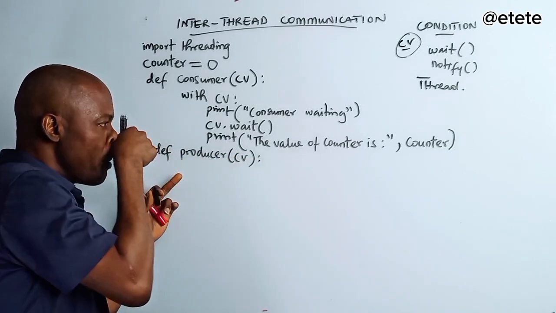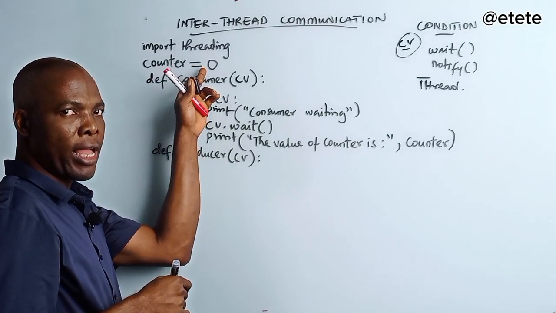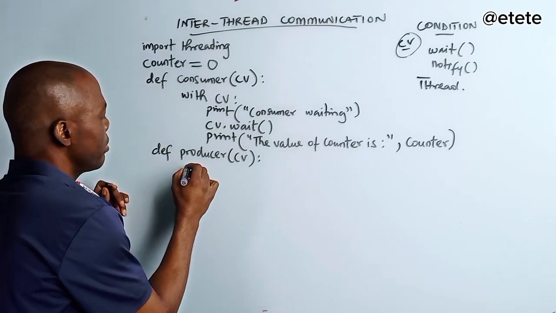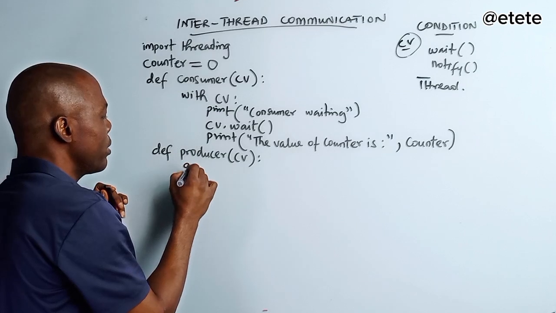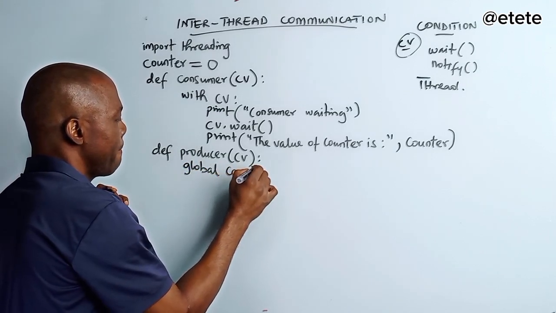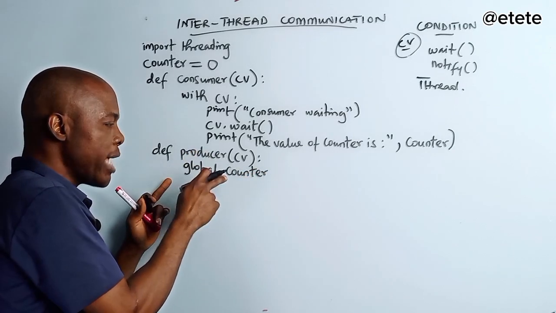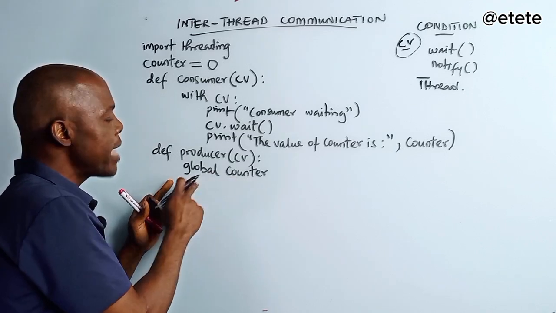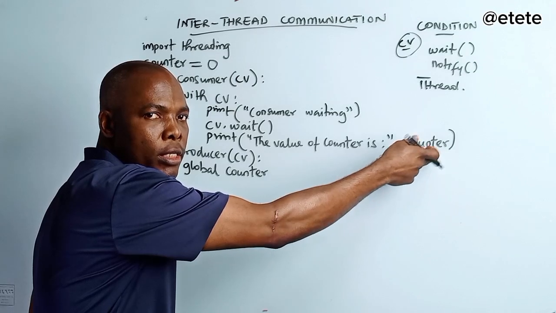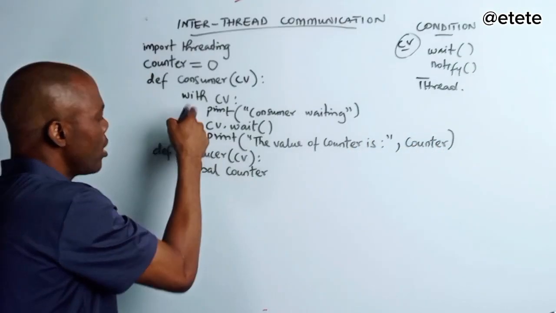Now, in this one, because I'm going to use this producer to change the value of this counter, I have to bring it in. Since this variable is a global variable, I will use the word global counter. So I'll bring it in. This is to indicate to this producer that I want you to alter the value of this counter. I didn't do this for the consumer because the consumer is just going to read the counter. It's not going to change anything, just going to read it.